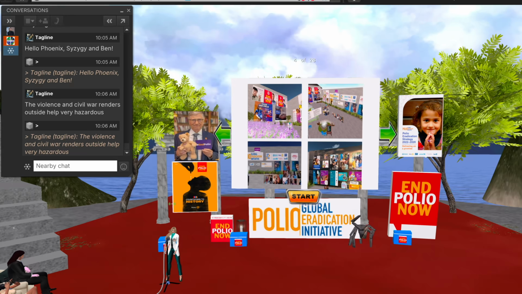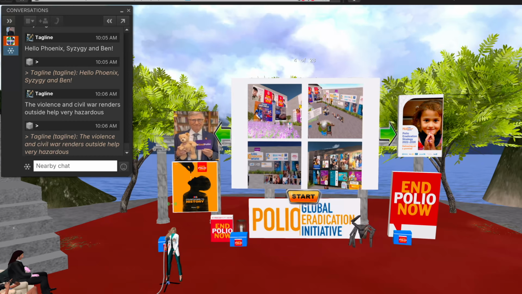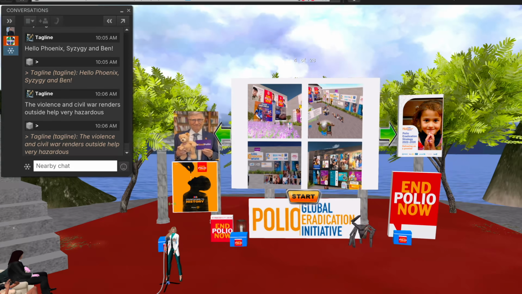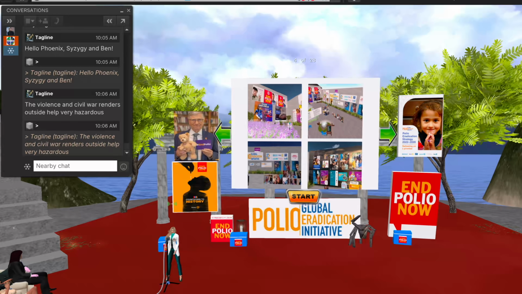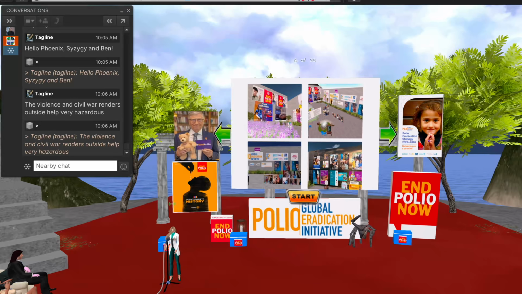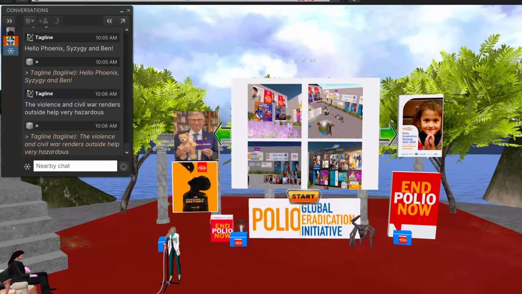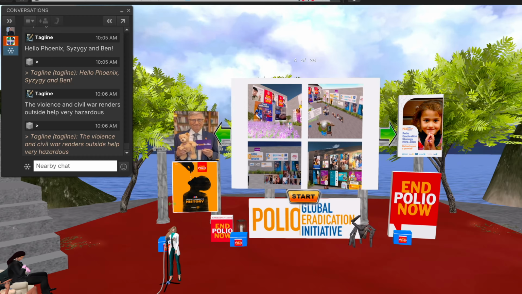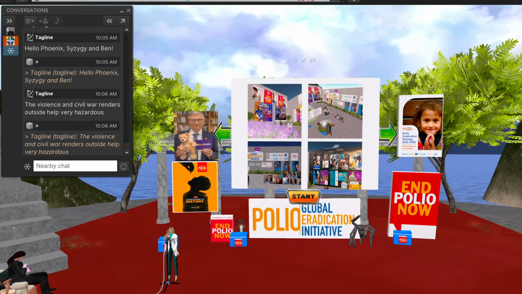In the early stages, most of the displays were text-based posters, but over time the number of photographic materials increased. Many of the posters are interactive. When clicked, they open the original information sources in a web browser. To keep the space from feeling too serious, I added flowers, a fountain, and seating areas where visitors can rest.